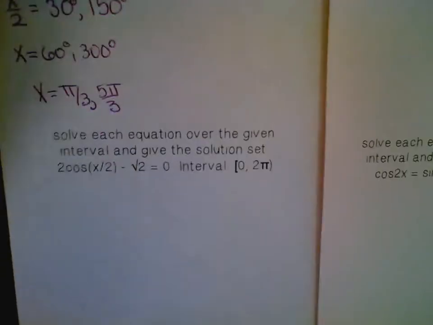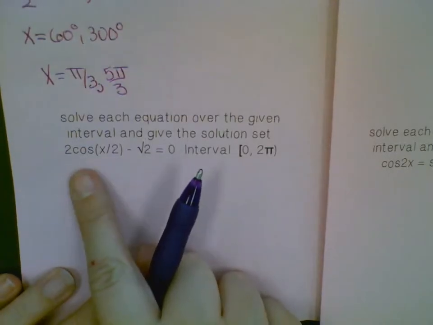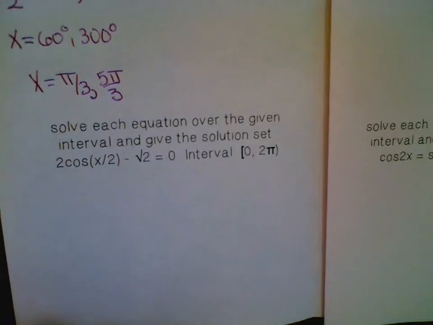Remember what we're doing to our domain. We're splitting it in half. Since this is cosine, it's going to change some stuff. So go ahead and pause and find the solutions to this, and then when you come back, I'll help you with it.